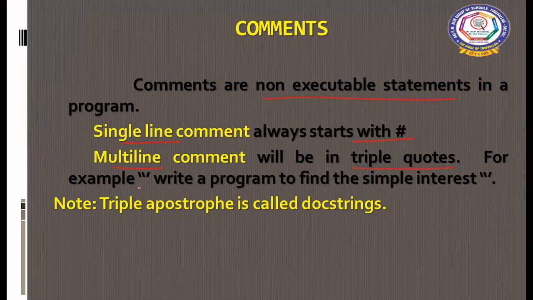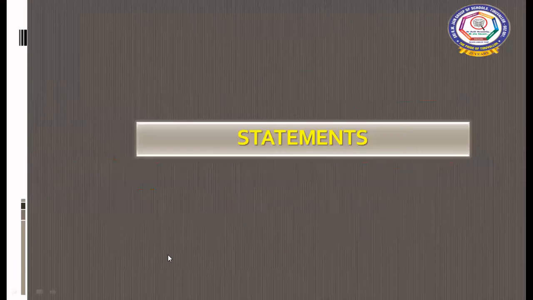Right here, this is the example. With the triple quotes, write a program to find the simple interest, where this statement will not be read by the interpreter. This is called a non-executable statement. Triple apostrophe, we call it a doc string. Always, comments will be used only for documentation purposes.